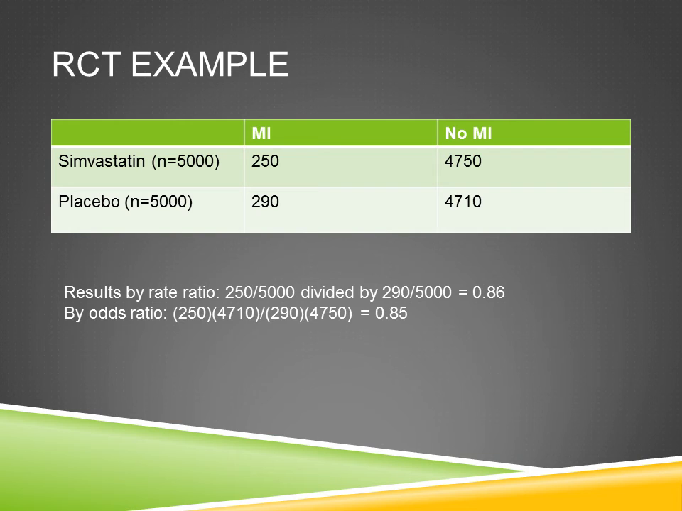But I calculated it 2 ways for you, by rate ratio and by odds ratio. Now, I didn't put the person time on this slide. You can do it that way too, and in lots of RCTs, they will show you the results by person time. If you're looking at the results by person time, you really can only do a rate ratio. If you have raw numbers like this, you can do it either way. As you see here, the rate ratio and the odds ratio approximate each other when your study is large and when the outcome is relatively rare, as it is in this case, but they are not exactly the same.